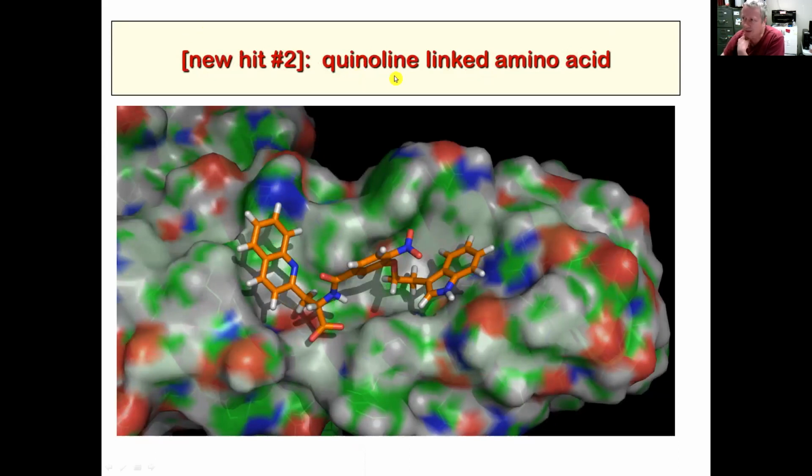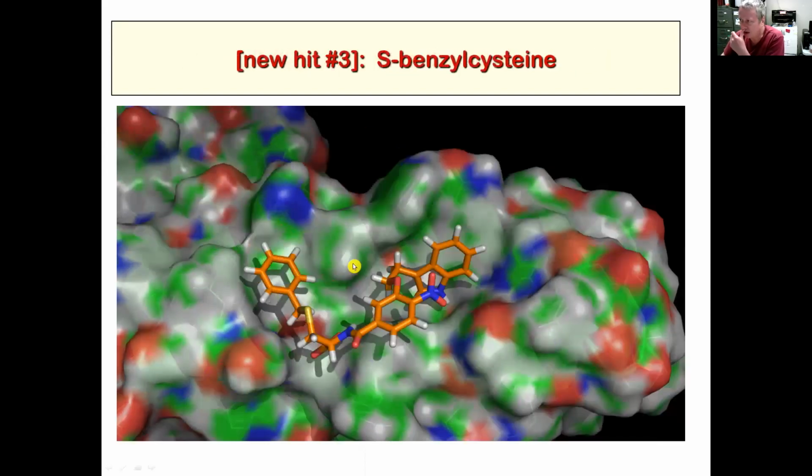This one, a quinoline. What's a quinoline? It's a phenylalanine, but it's got an extra benzene and it's got the nitrogen in there. So this is a very weird non-natural amino acid. This was discovered as one of our hits also. S-benzyl cysteine. So this is essentially cysteine, which is CH2 sulfur, but with a benzyl group on it. So this is also a non-natural amino acid that we discovered through docking.